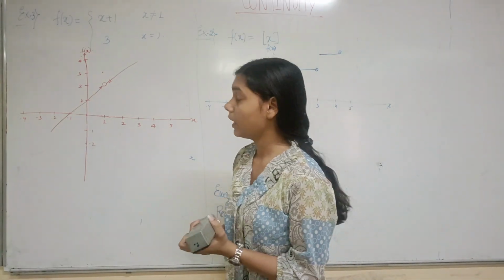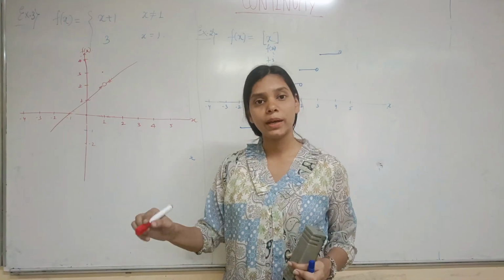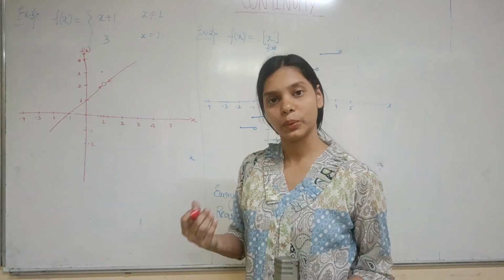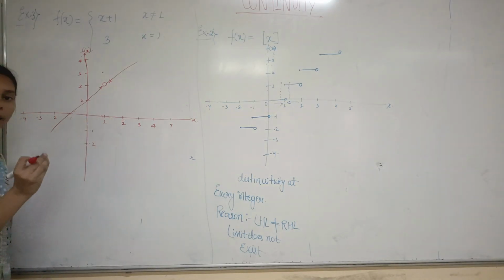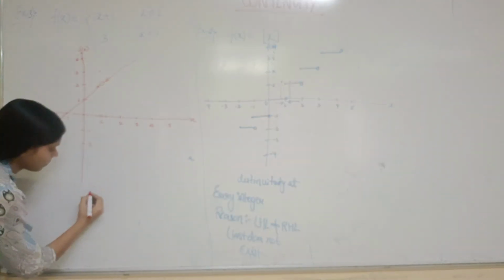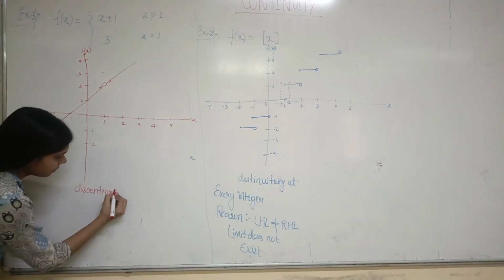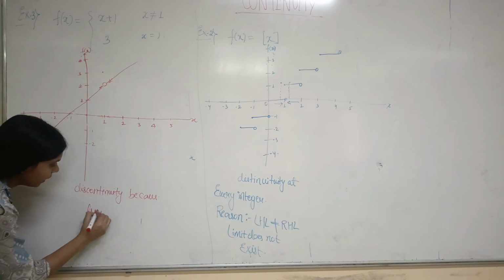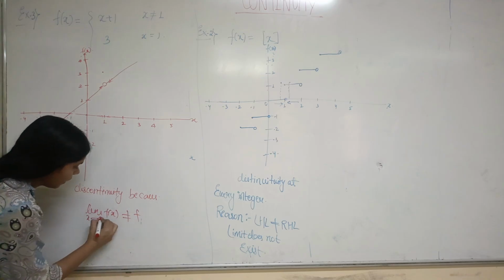So I explained three reasons why discontinuity occurs. After that I will go on to the definition of continuity, right? Here the left hand limit and right hand limit are equal, but the value of the function is not equal, so discontinuity, because the limit as x tends to 1 of f(x) is not equal to f(a).